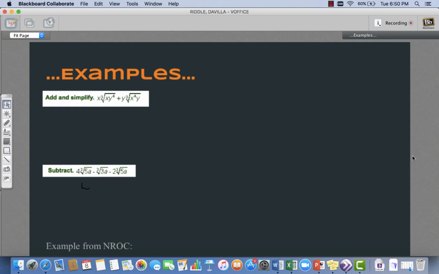So we have 4 cube root of 5a minus 2 cube root of 5a. Just the outside numbers get subtracted, so it turned out to be 2 cube root of 5a minus cube root of 3a. And that is the simplified answer right there. So just to make sure, can I combine the numbers if it was like this? Square root of 2a plus 4 square root of a times 2. Can I combine those two together?